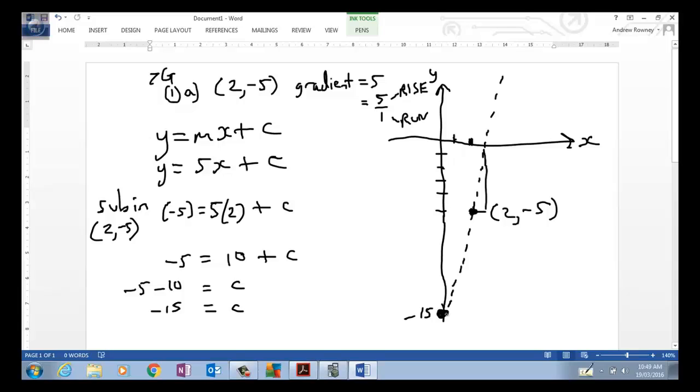We couldn't have got that using this because it wasn't very accurate. So now we can say the equation is y equals 5x minus 15. That's the equation of the line. It's very useful having this equation. I can show you on the graphics calculator. We'll remember that 5x take 15.